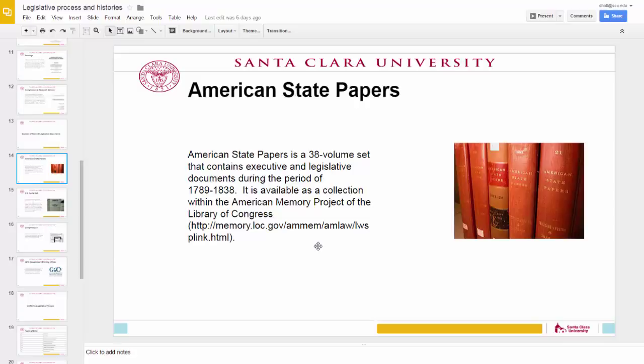The American State Papers is a 38-volume set that contains executive and legislative documents from 1789, so from the beginning of the country, to 1838. It has now been digitized and is available within the American Memory Project of the Library of Congress. For this time period, often the American State Papers are going to be your only source for those materials.